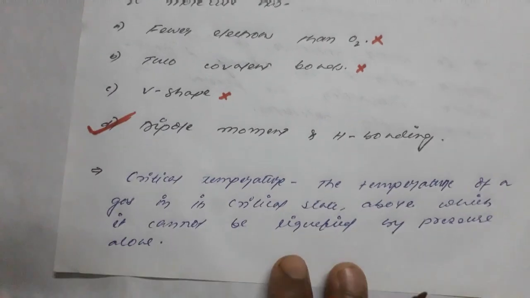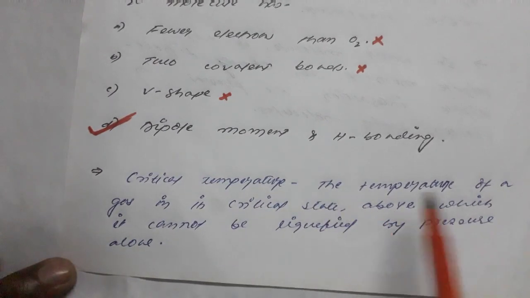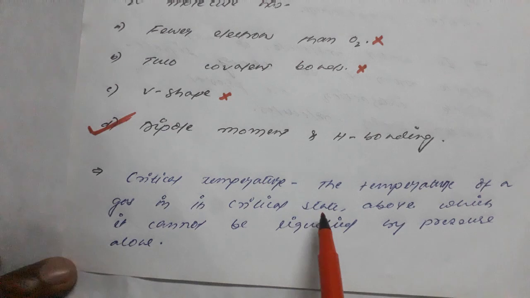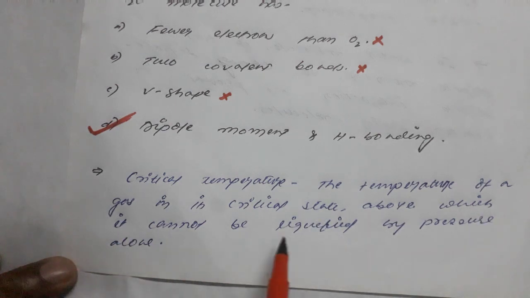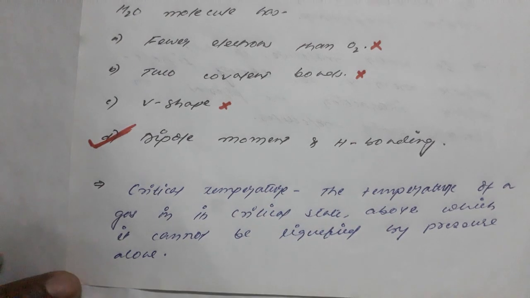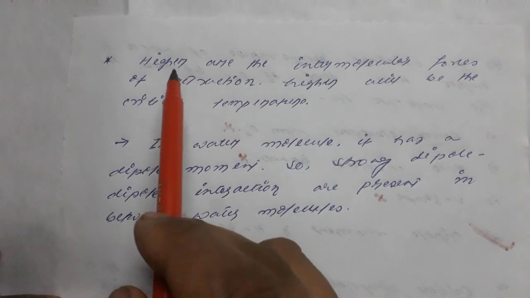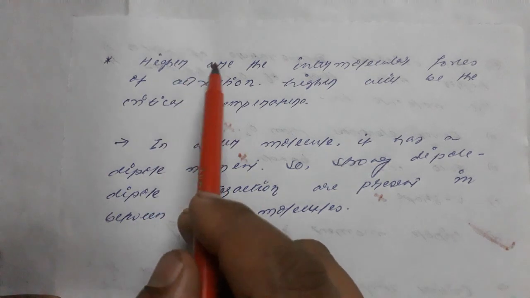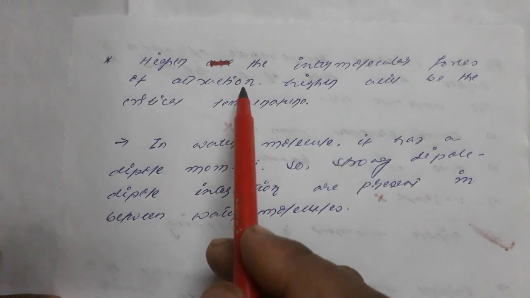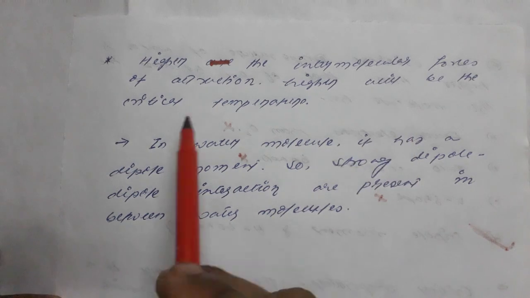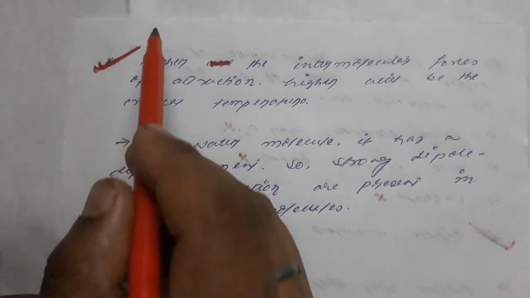If you look at the critical temperature, it is the temperature of a gas in its critical state, above which it cannot be liquefied by pressure alone. Okay, so this is what is called critical temperature. The only reason behind a higher critical temperature is that the higher the intermolecular forces of attraction, the higher the critical temperature. So this is the point which we have to know.